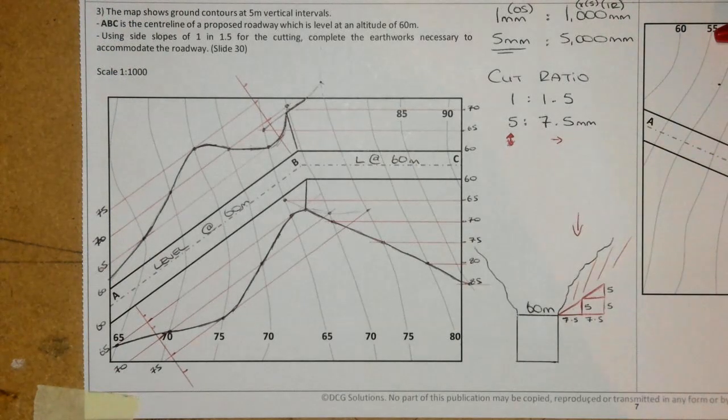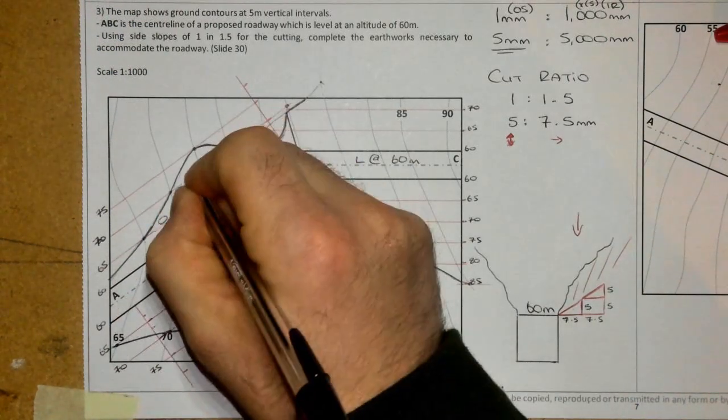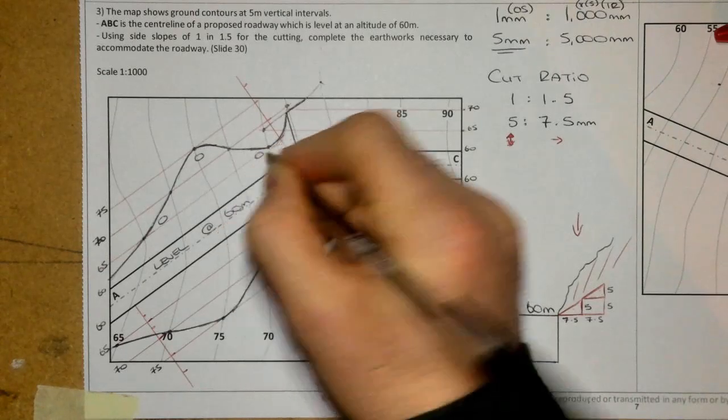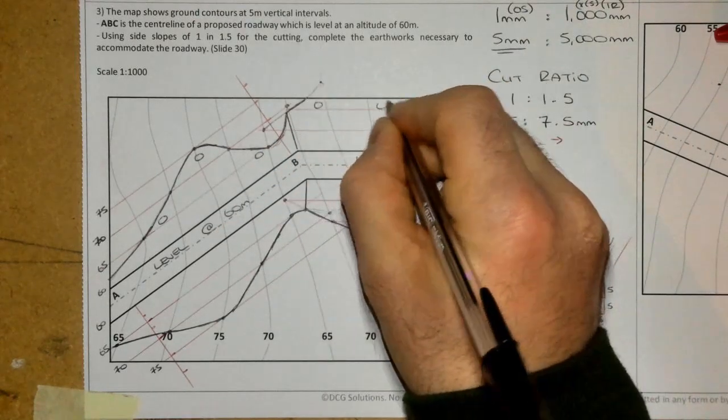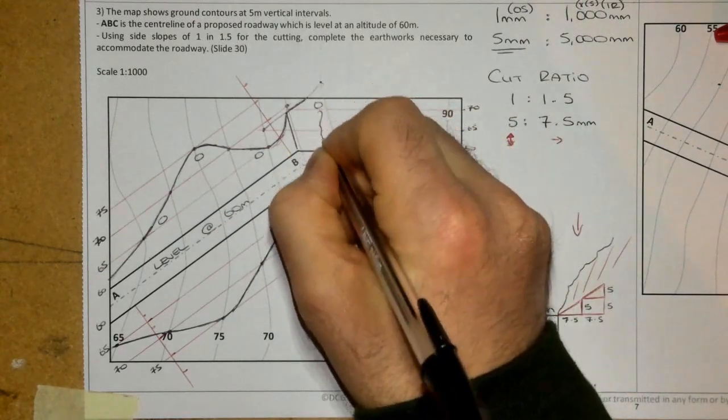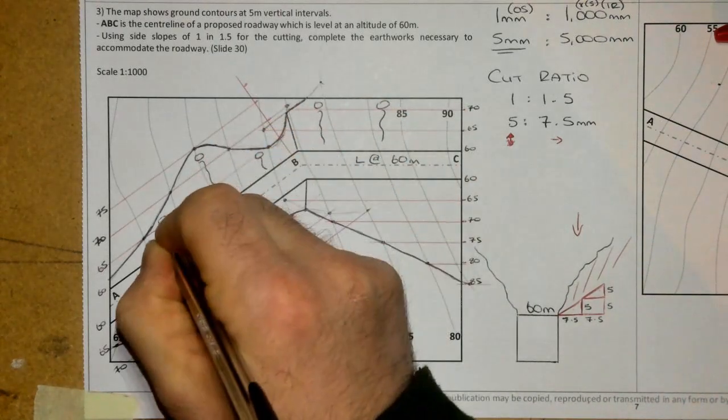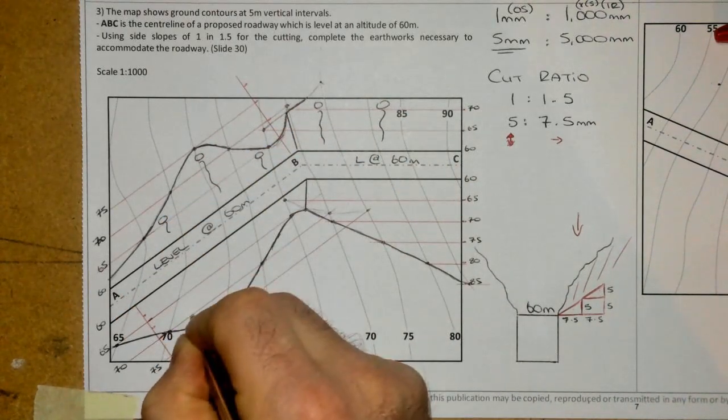So now, just to finish the question, what we're going to do is put in our tadpoles. So a ball, okay, at the top of the hill, rolling towards the road. And this side you do the opposite way.